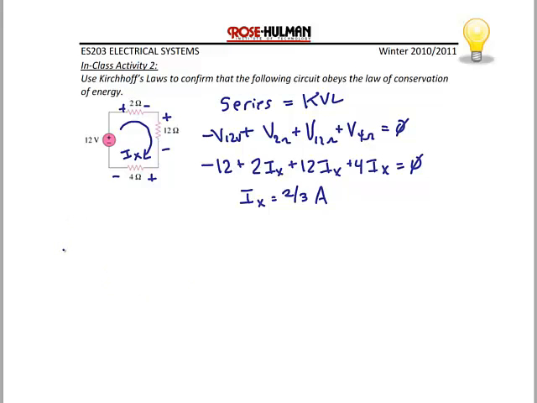That's the missing piece of information we need to now confirm that this circuit obeys the law of conservation of energy. So let's make our power table. We have a column for the elements, the voltage, the current, and the power.